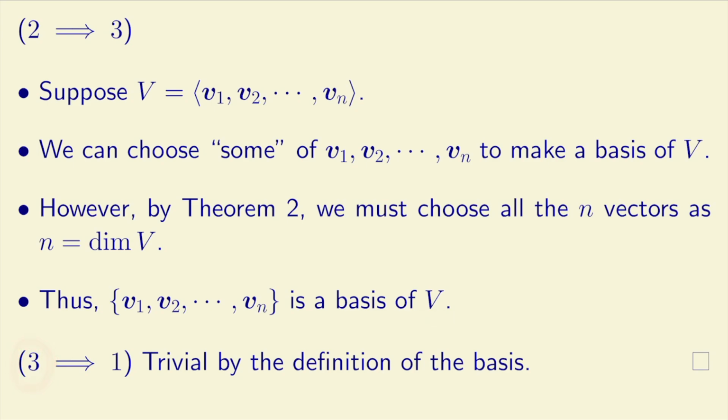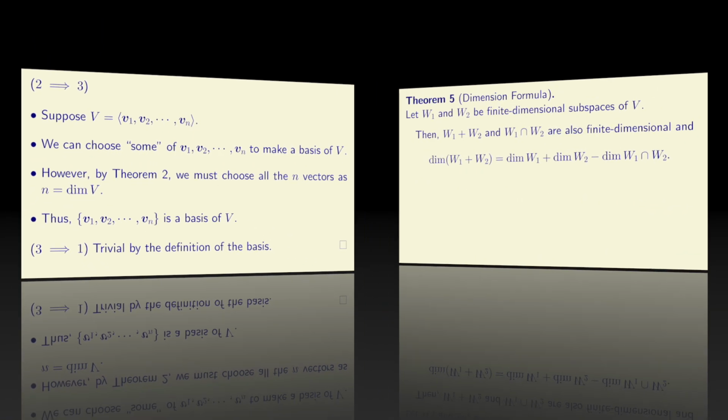And this direction, 3 implies 1, is trivial by the definition of the basis because the basis vectors must be linearly independent. So we are done.